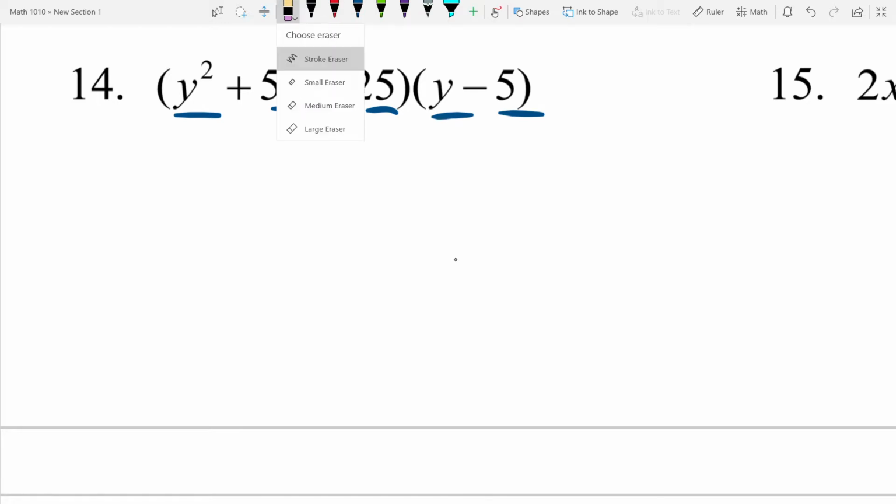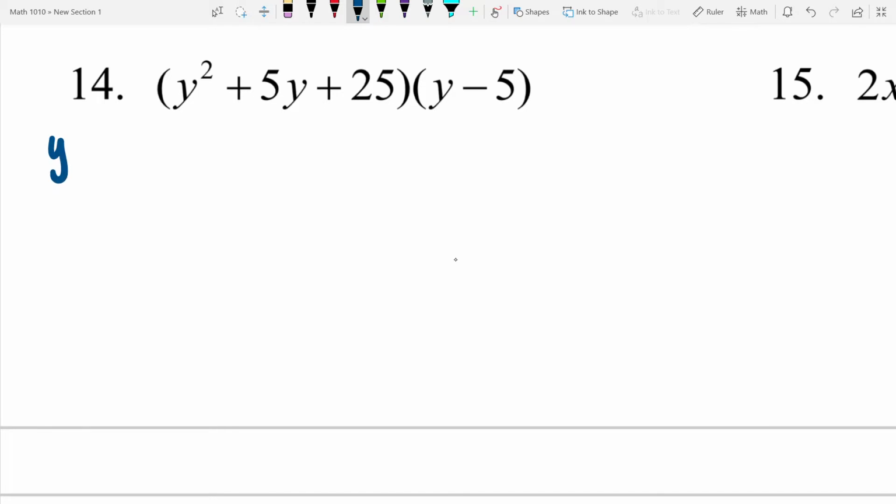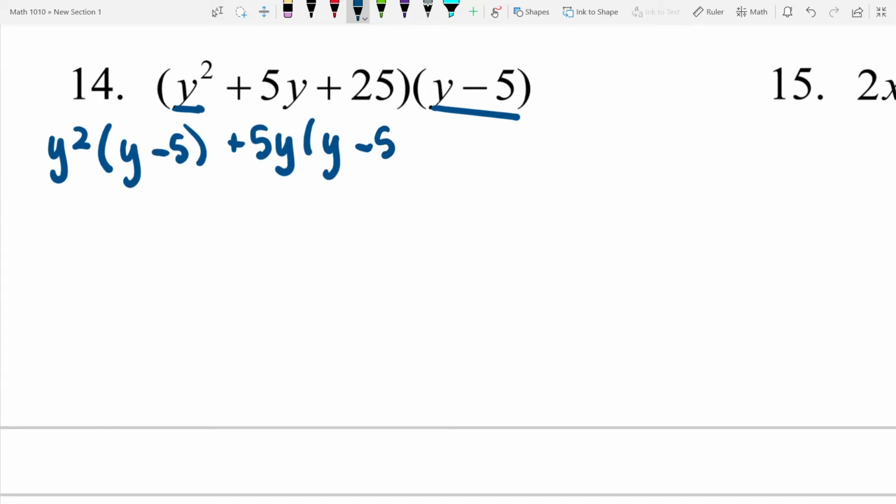Okay, we're going to write something down, and we're only going to write it down just this time. You don't have to write it down when you do it on your homework, okay? So everybody write down y squared, and then do a parenthesis. You're going to take this y squared and distribute it here, y minus 5. Then you're going to take the next term, plus 5y, and do the same thing. Distribute it to y minus 5. Then you're going to take the last term, which is 25, do the same thing, distribute it to y minus 5. So now I have to distribute, distribute, distribute.